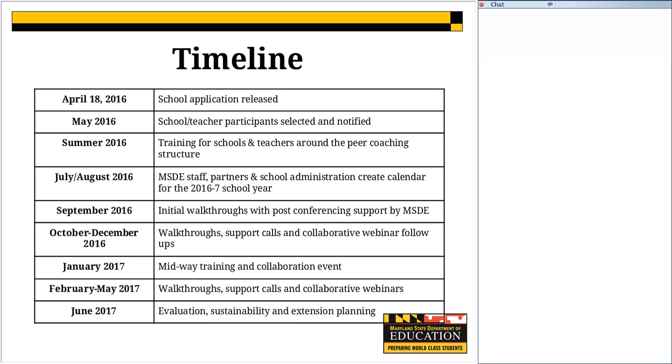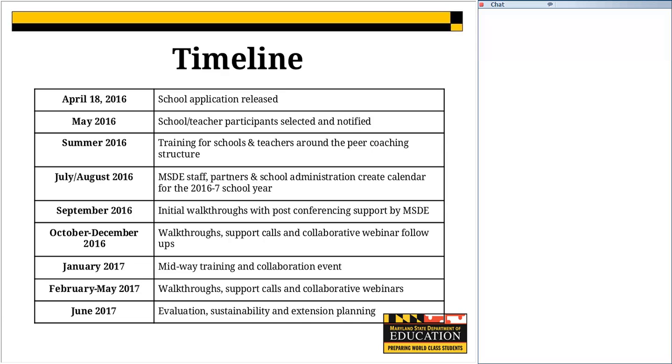Unfortunately, our funding is limited, as I'm sure you're used to hearing, and we're very used to saying, so we only will have funding for a certain amount of schools. However, we do encourage everyone to participate if that is possible. And districts will not be offering funding support. So please don't assume that if we're not funding it, your district will, because budgets are shrinking, unfortunately, every year. This summer, we will be holding training for schools and teachers around the peer coaching structure.